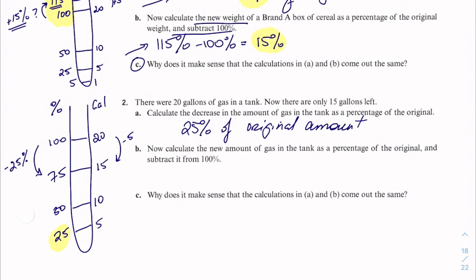Now calculate the new amount as a percent of the original. They're asking us to calculate that amount. So we said that was 75% and subtract it from the 100. So we would get 25%. The 100% is the original volume. We're subtracting 75, which is the new volume, and we see that the change is 25%. Why are those two things the same? In the first situation, we calculated the decrease in the amount of gas in the tank, and then expressed that as a percent. In the second situation, we expressed the new amount of gas in the tank as a percent, and then saw what the percent difference is.